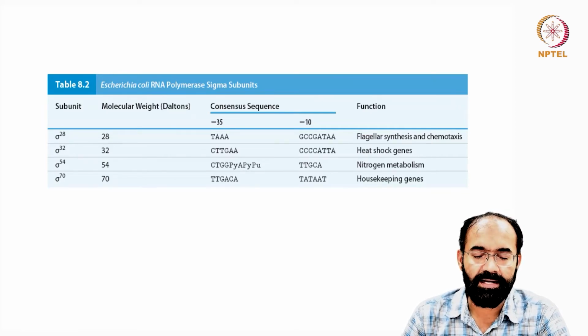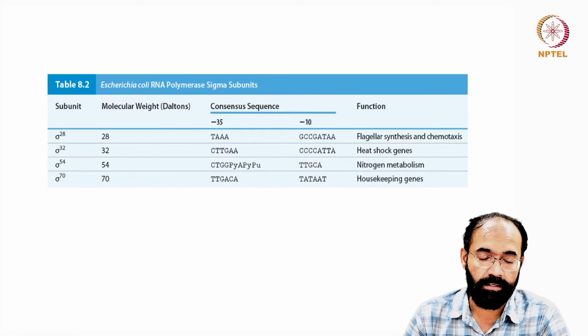Sigma 32 similarly has got its own unique sequence. If sigma 32 also had the same as that of sigma 28, then sigma 28 would take care of the sigma 32 factor. That doesn't happen. It has got a totally different sequence, CTTGAA. Similarly, it has got a different minus 10 sequence, and they are important in heat shock genes.